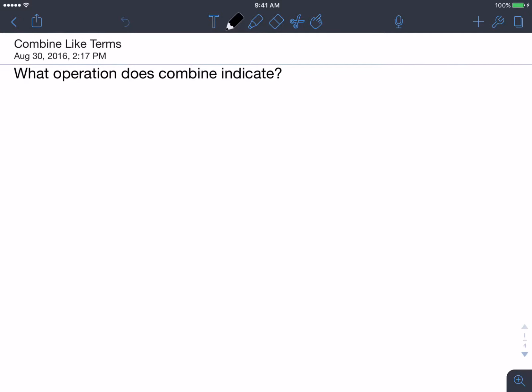Today we're going to look at combining like terms. First thing I want you to think about is what operation does combine indicate. The word combine indicates that we need to add. We need to think about adding together things that are similar to each other.